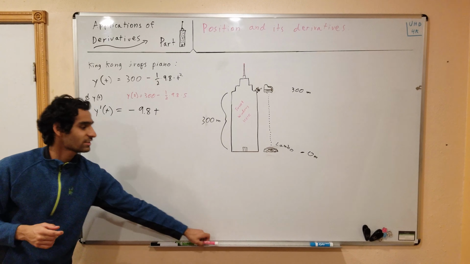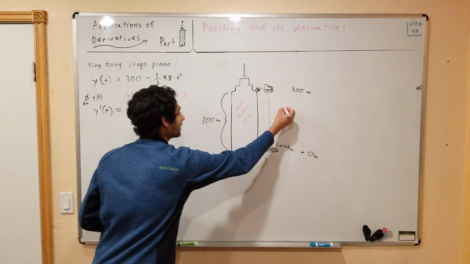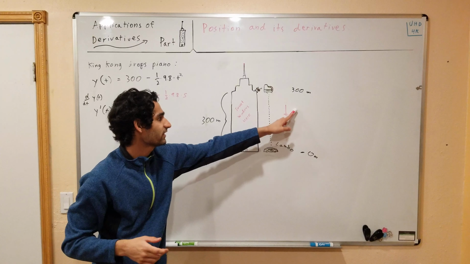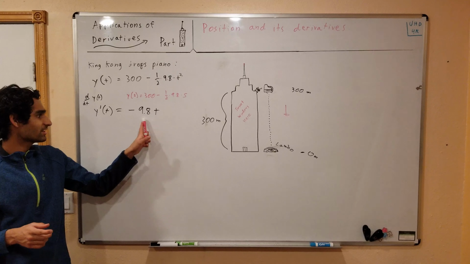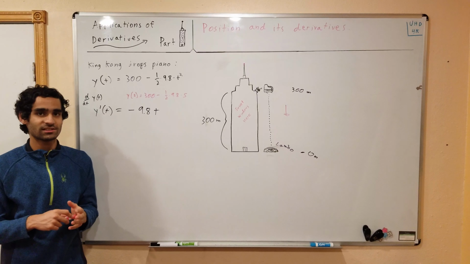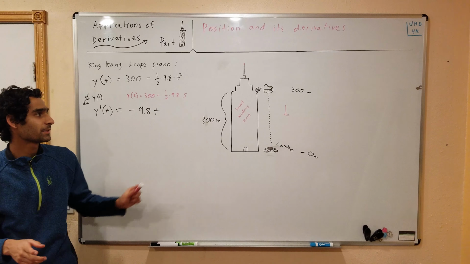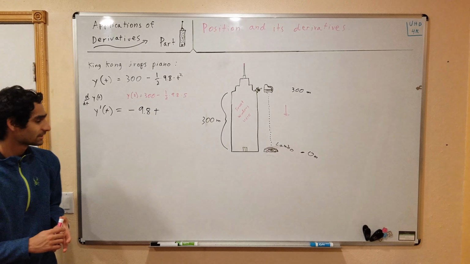So why is there a negative sign over here? Well, this piano is heading downwards, right? And its position is actually decreasing. So initially its position is 300, and then its position will be decreasing all the way until it gets down to 0. So that's why my velocity is negative, because remember, velocity is just how much my position changes with respect to time. And you can clearly see that the value of my position actually decreases. So that's why we have a negative velocity in this case.